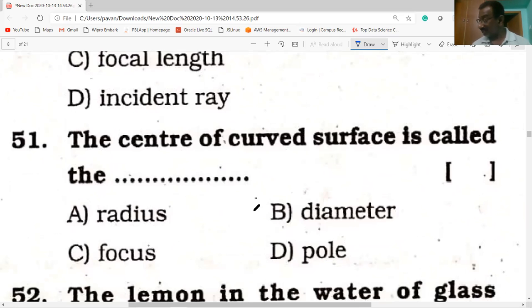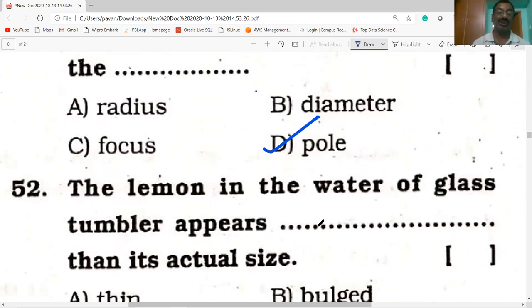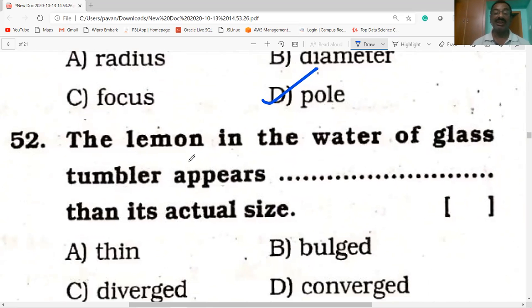The center of the curved surface is called the pole, Dhruvam antamu. The lemon in the water of a glass tumbler appears to be.